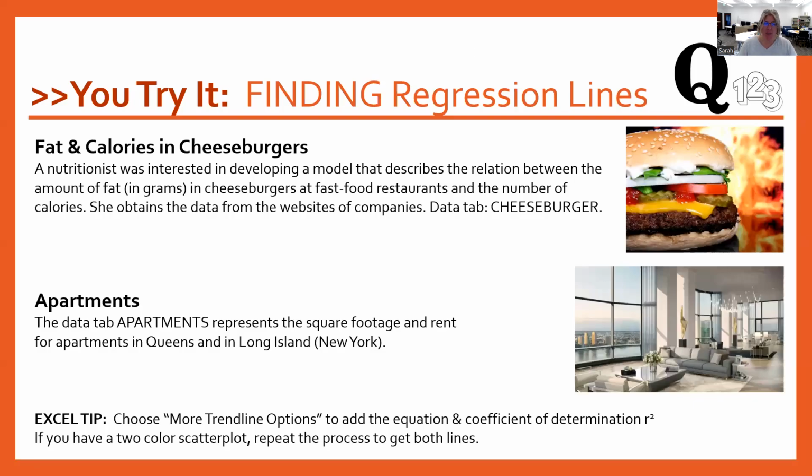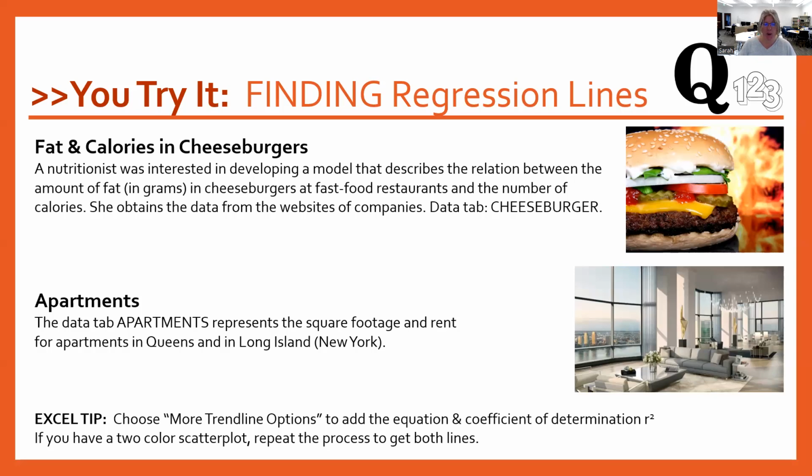All right, in the last video, we looked at the fat and calories in cheeseburgers and added that scatter plot and regression line. Now we're going to look at a new data set that has two categorical groups to it in addition to the two quantitative variables. So we're going to end up with a two-color scatter plot here. So this is the apartment data. It represents the square footage and rent for apartments in Queens and in Long Island, New York.